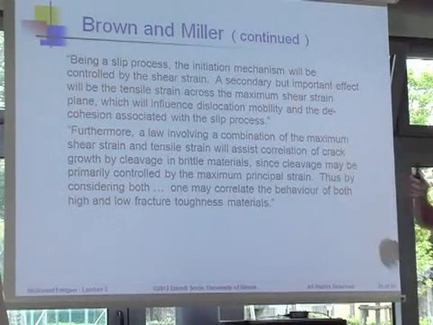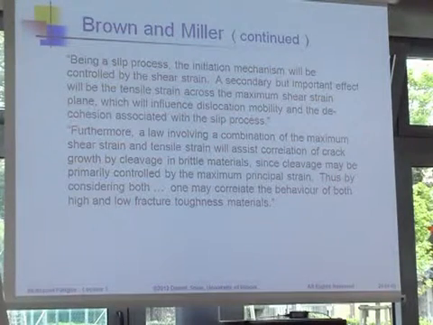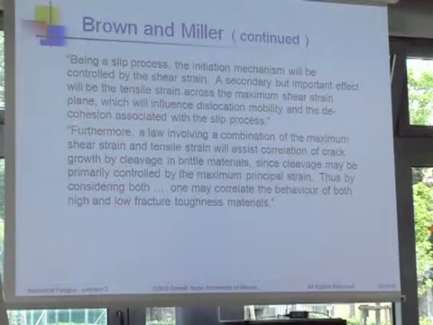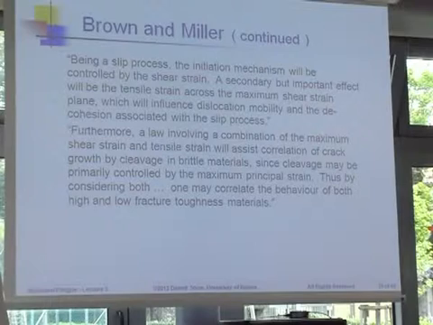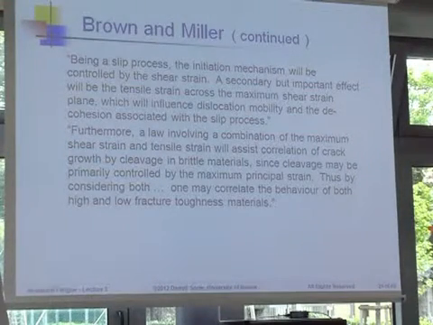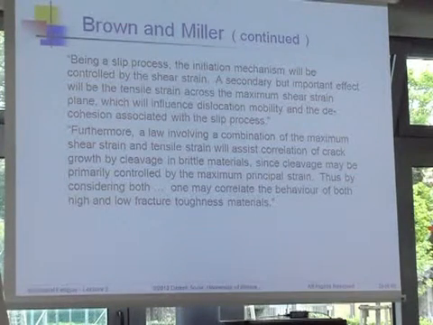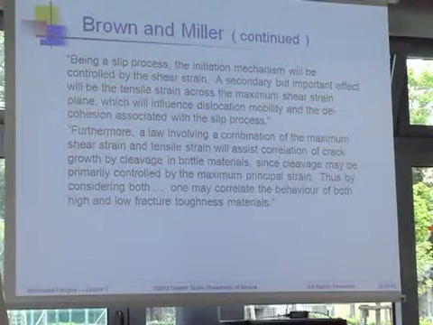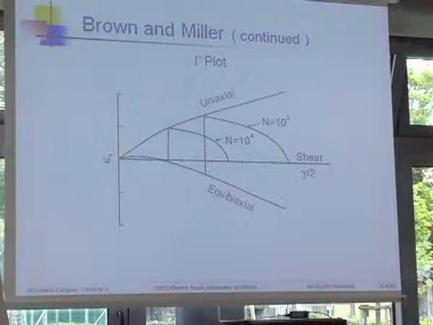Furthermore, a law involving a combination of maximum shear strain and tensile strain will assist in the correlation of crack growth by cleavage and brittle materials, because cleavage will be controlled by the maximum principal strain. Thus, considering both, you can correlate the behavior of all materials. So somehow we need shear strain and we need normal strains. Essentially, that's their rationale. And so then they presented their data in what they called sigma plots.